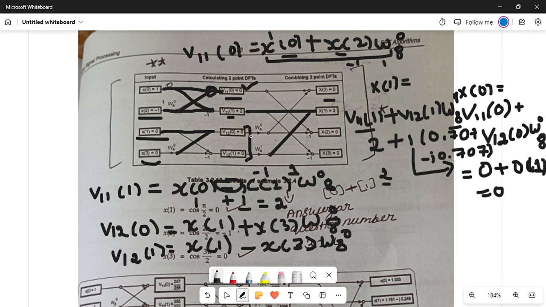Now coming on to V12. So now if you consider x2 of 0, it is the same as your x of 0 itself. But what is going to happen here? Instead of plus, you are writing minus, right?